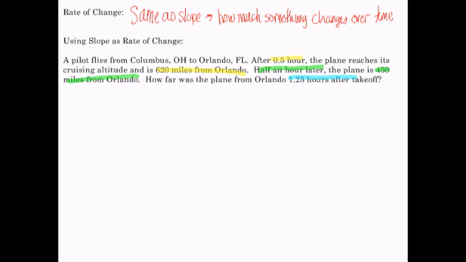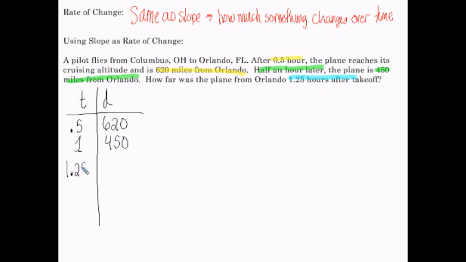I'm going to take the time and the distance from Orlando and make myself a little T-chart to organize everything. Our first time is half an hour, and we are 620 miles away. Then half an hour later, so at 1 hour, we are 450 miles away. And we want to know how far away we are after 1.25 hours. So I'm going to find the slope, and I'm going to use the slope formula to do this.